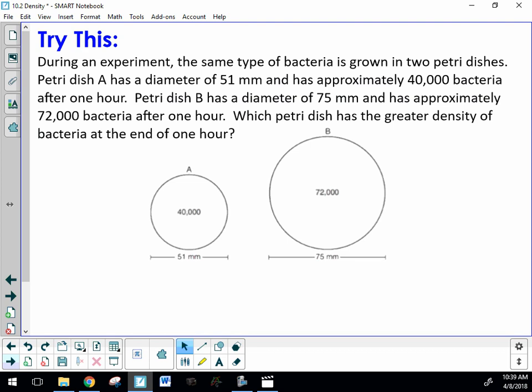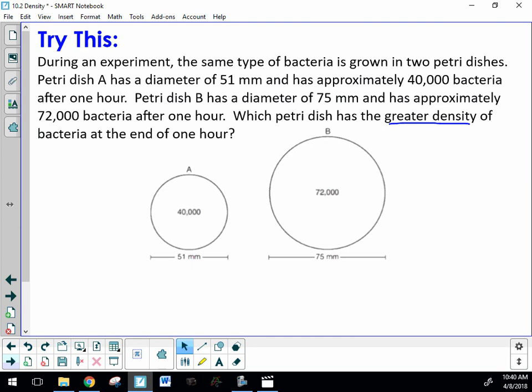All right, here's one to try. During an experiment, some bacteria are grown on these two petri dishes. Petri dish A is a smaller petri dish. It only has a diameter of 51 millimeters. And about 40,000 bacteria are living there after an hour. Petri dish B has a diameter of 75 millimeters. After an hour, it has about 72,000 bacteria living on it. I want to know which petri dish has a greater density of bacteria. Obviously, dish B has more bacteria, but our question is which one has a greater density of bacteria.